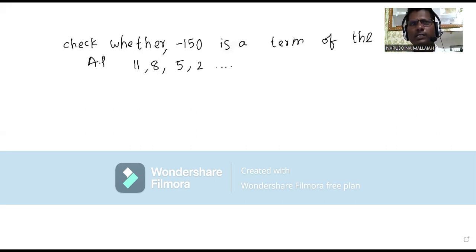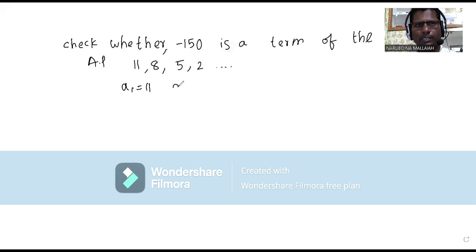Right, next question. Check whether minus 150 is a term of the AP 11, 8, 5, 2. So we have to check whether minus 150 is present or not in this given series. Okay, the first term is A1, that is 11.